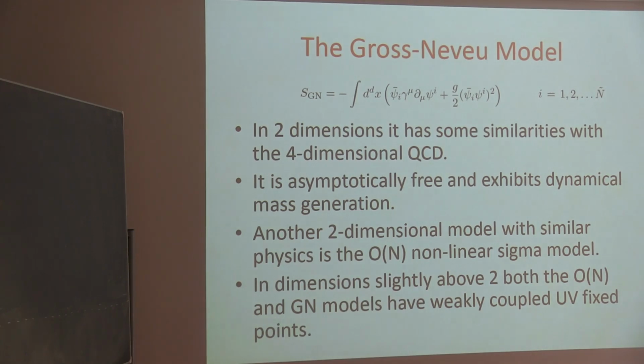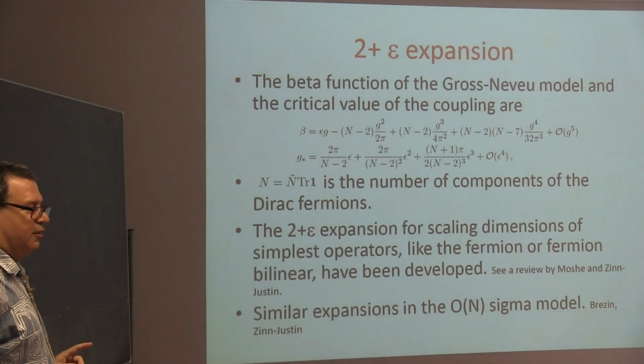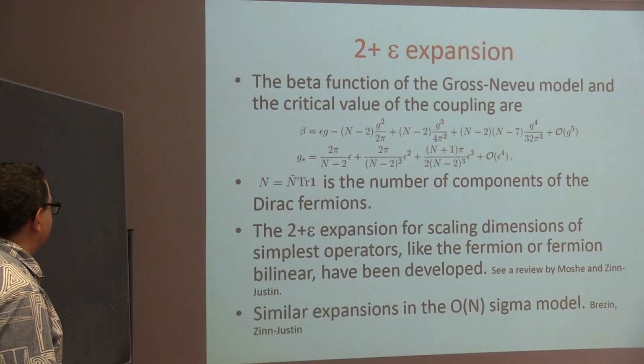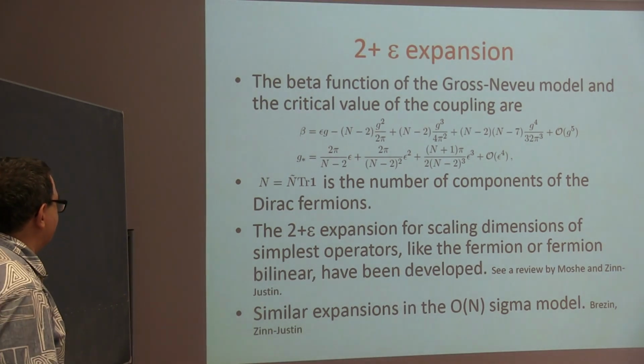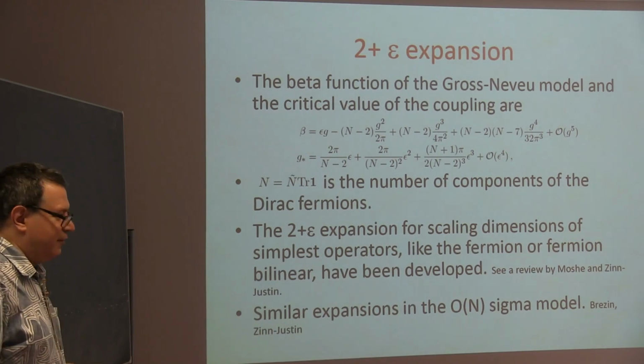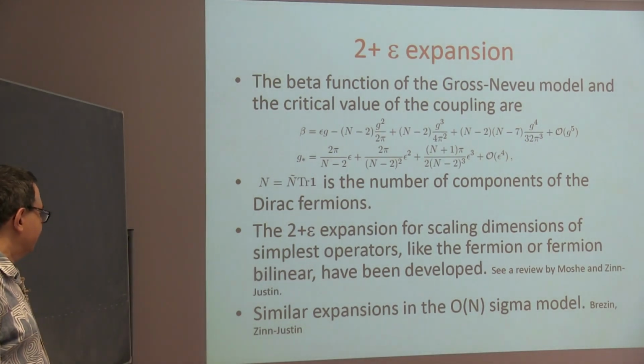And let me exhibit what's the right reformulation of this theory. Well, let me first say that there is a 2 plus epsilon expansion, which was also developed early on by people. Very similar structure, actually, to the nonlinear sigma model. Again, this N minus 2 shows up somehow. N is the number of components of Dirac fermions. But usually people are wary of these non-renormalizable UV fixed points and so on.